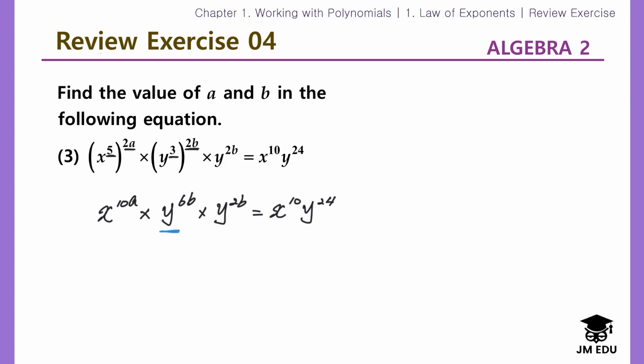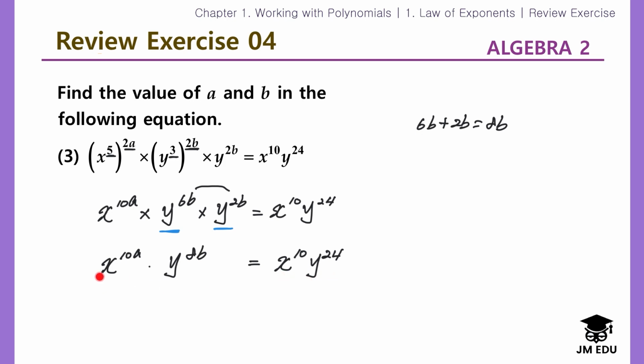So we have two terms with the base y. So x to the 10a times y to the 6b, this one plus this one, right? 6b plus 2b, that's 8b. So x to the 10a, y to the 8b is equal to x to the 10, y to the 24. So all of this expression is equal to this, which means this must be equal to this. So 10a is equal to 10, so a is equal to 1.